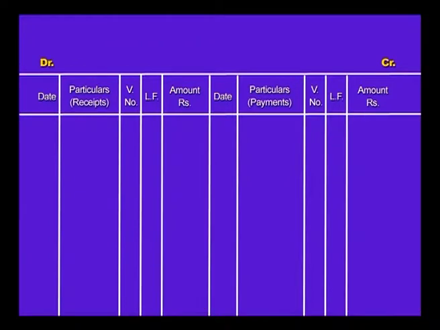Columns 5 and 10 are amount columns and are meant for writing the amounts of receipts and payments respectively. On the debit side, this column, that is column number 5, shows the amount of receipt, and on the credit side, that is column number 10, shows the amount of payment.